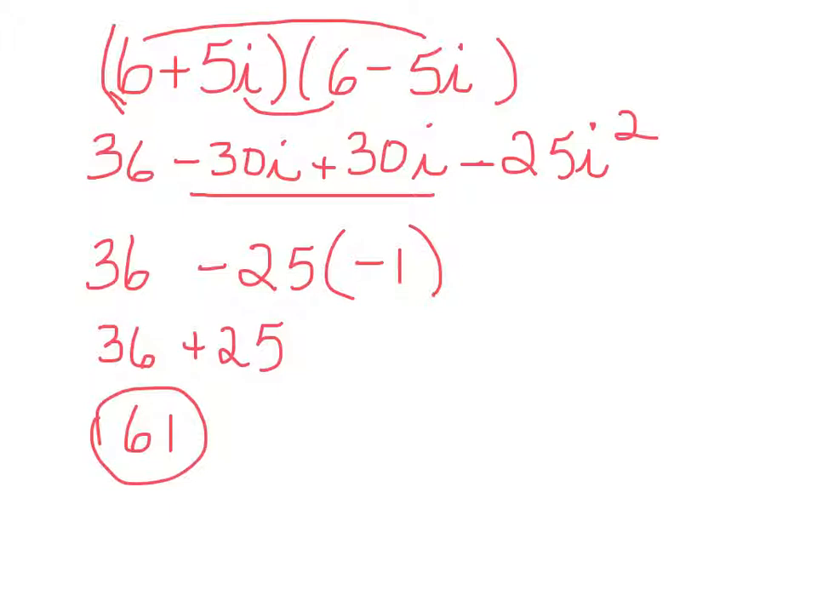Now we're going to move on to some division. All right, so let's look at some division. If I had 4 plus i, and I was dividing that by 2 minus 3i. Now we have a different situation here. It's much like when we had square roots in the denominator of fractions. We can't have that. You can't have an i in the denominator of a fraction either.